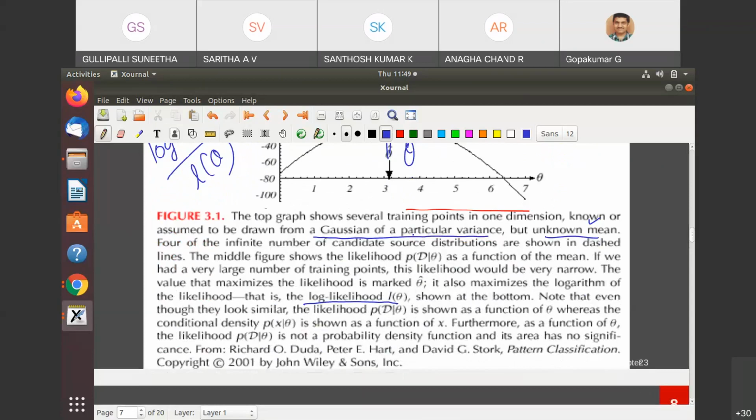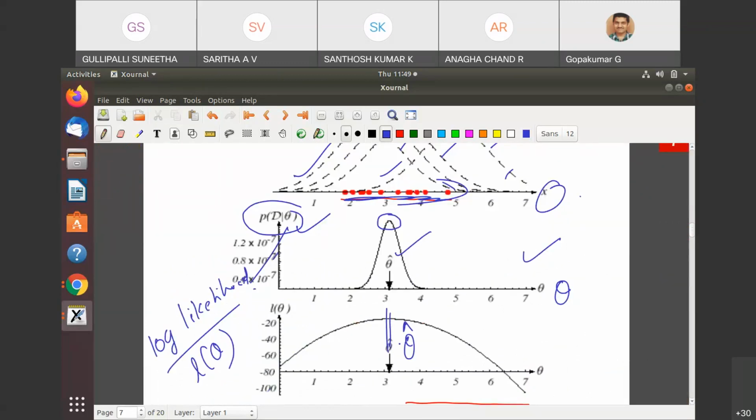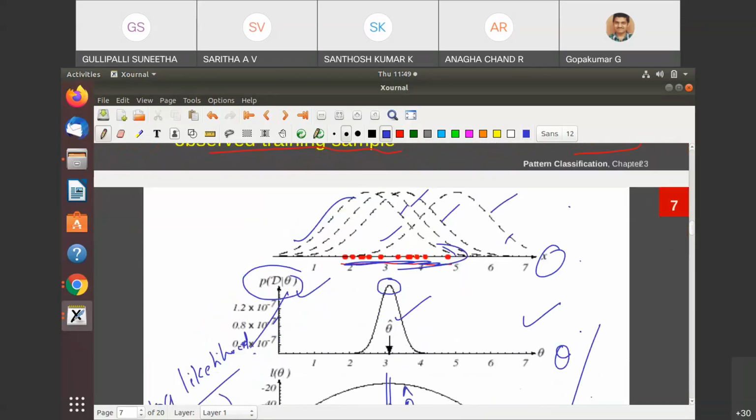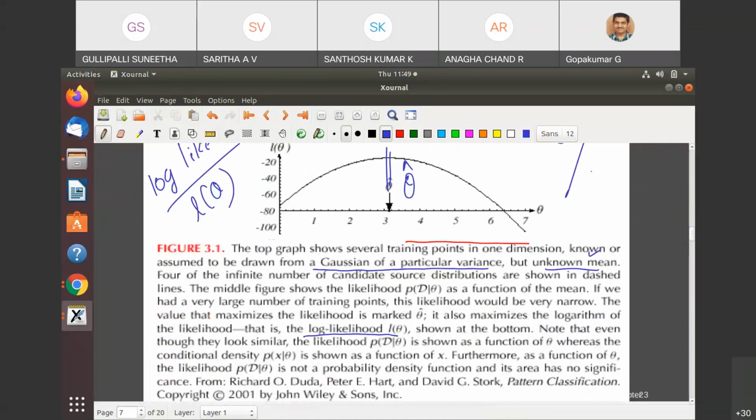That is the importance of these diagrams. I think it is clear from them: the concept of theta cap, the concept of log likelihood, and which parameter we are trying to find by maximizing.